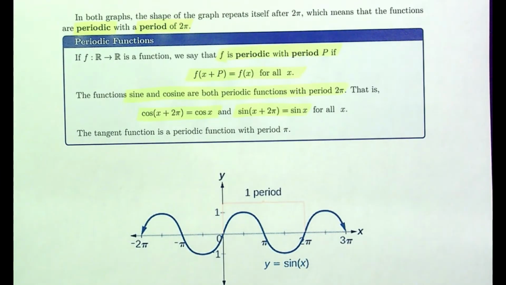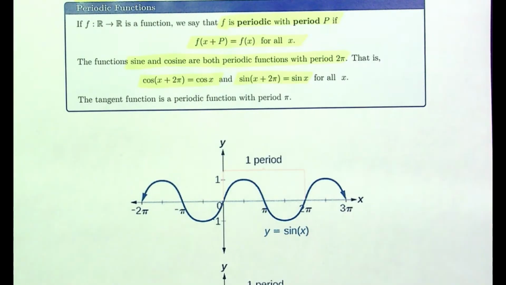All right, okay, so they're periodic with period 2 pi. The tangent function also happens to be periodic, but the period of the tangent function is actually pi. And we will talk about the tangent function later. This lesson is only about sine and cosine.